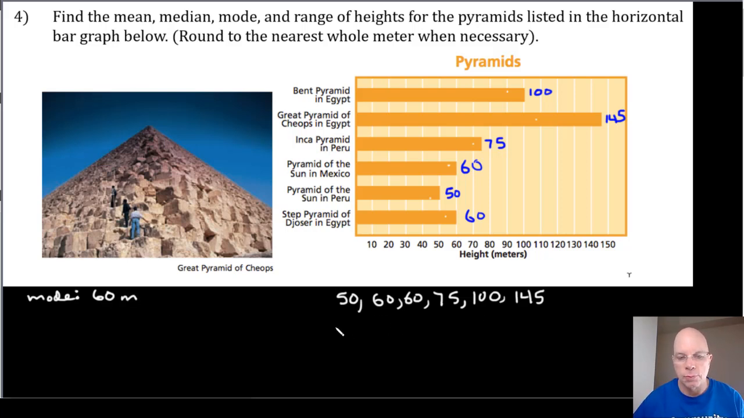The range is also pretty easy to find. We learned the song, mean, the average, mode, most often, range, subtract the smallest from the largest. So 145 is the largest, and we subtract the smallest from the largest. 145 minus 50 gives me a range of 95 meters.